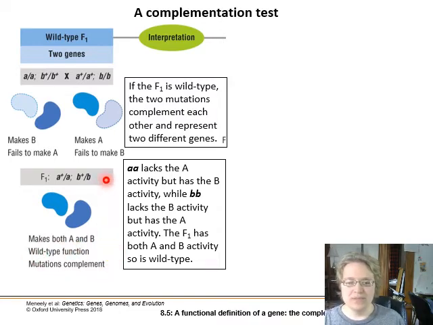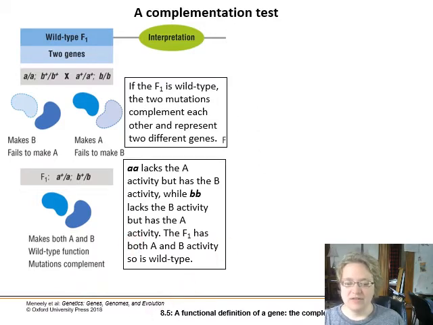So if you cross the two mutants and you actually see the function reappearing, you go, oh, that must have been two genes, because one mutant was deficient one way and the other mutant was deficient the other way. But the parents could each give one working copy of a gene to the offspring, and you see the functionality return. That was two genes.